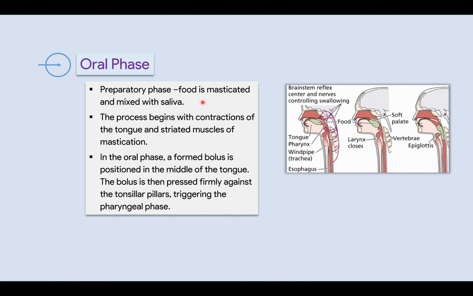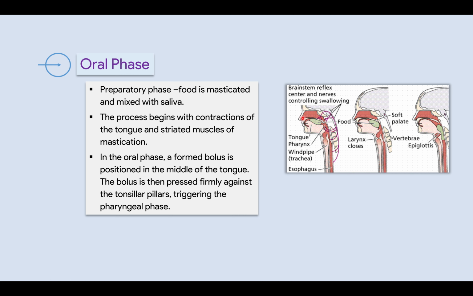When you eat food, the food is first masticated and mixed with the saliva. The process begins with the contraction of the tongue and the striated muscles of mastication. In this oral phase, a formed bolus is positioned in the middle of the tongue, and the bolus is then pressed firmly against the tonsillar pillar, triggering the pharyngeal phase. That means the food is prepared to be swallowed into the esophagus. So this is called the oral phase.